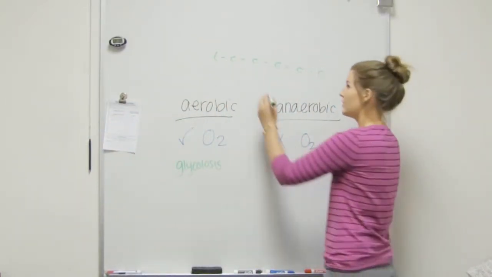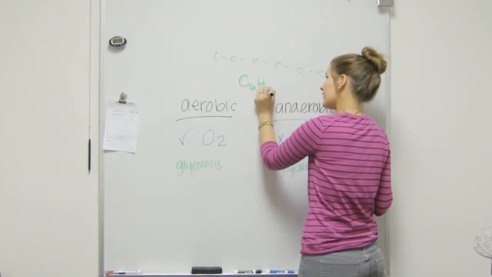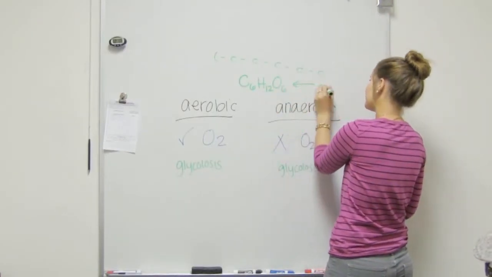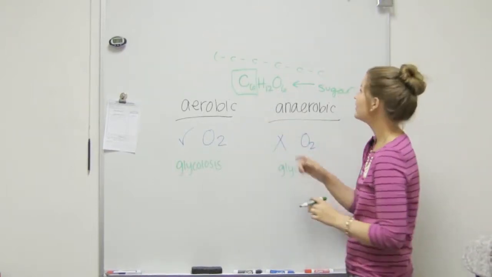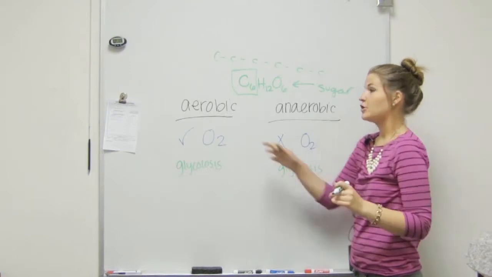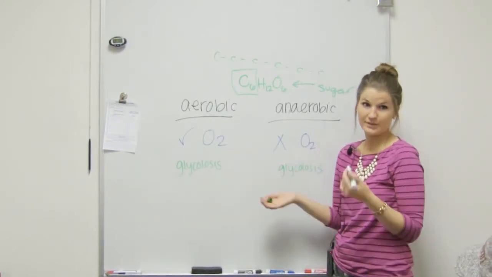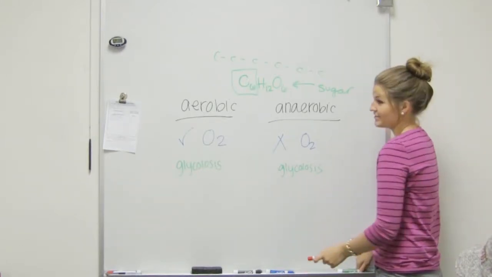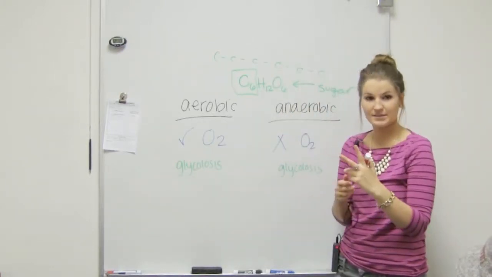So what's glucose look like? C6H12O6. This is sugar, a 6-carbon molecule. If we do have oxygen, this is the normal pathway we'll always follow, because we breathe oxygen. Through glycolysis, we're going to go from glucose and make 2 pyruvates, or pyruvic acid.